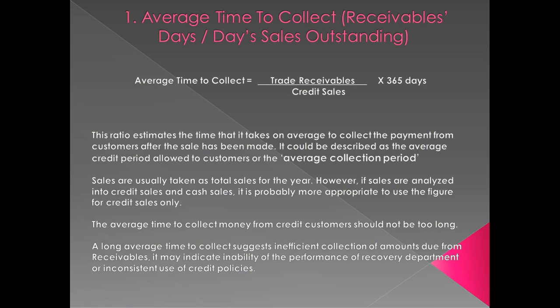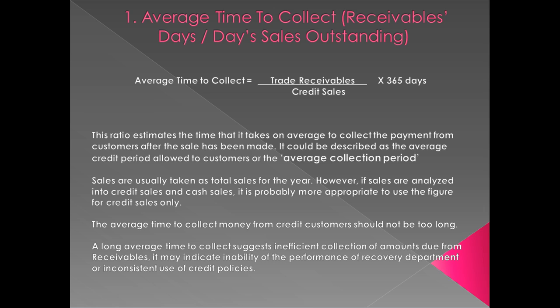The first one is average time to collect. That's receivables days or days sales outstanding. It means the average time period after which you actually receive cash from your customers. This ratio estimates the time it takes on average to collect the payment from customers after the sale has been made. It could be described as the average credit period allowed to customers or the average collection period.